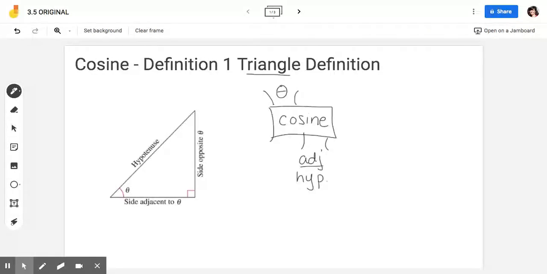And truly we can define cosine of theta as I just said, the side adjacent to theta over the hypotenuse of the triangle.